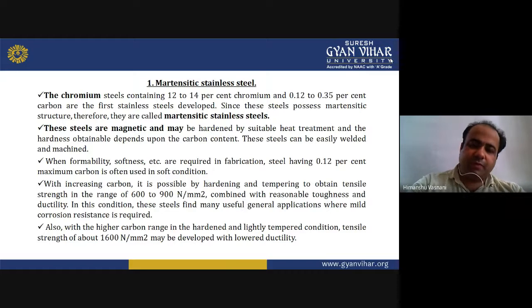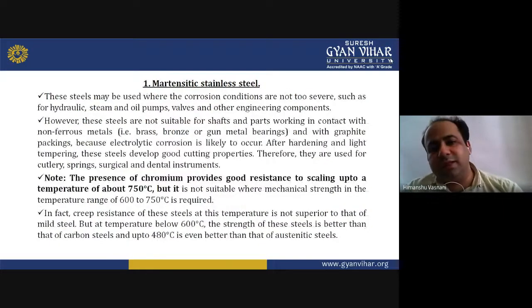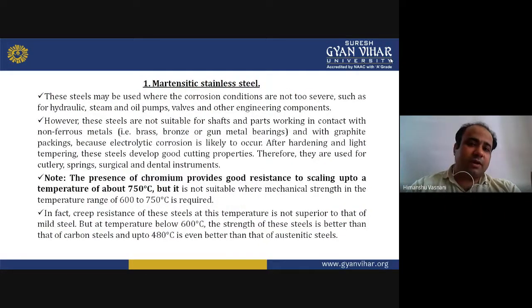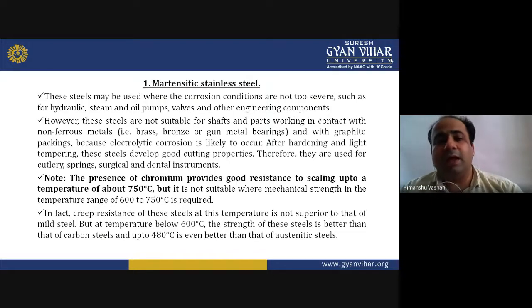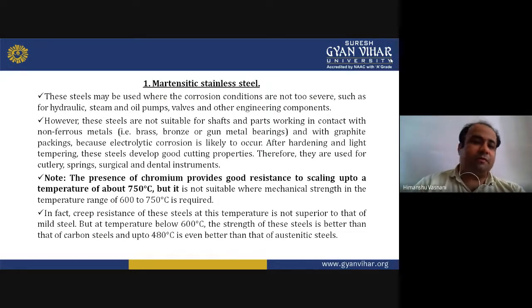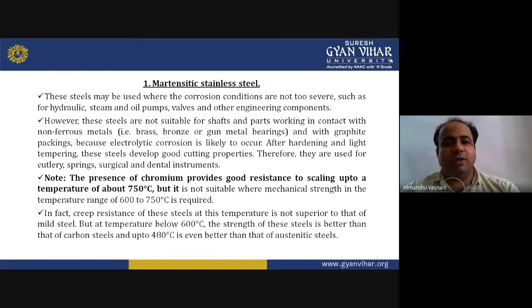These steels may be used where the corrosion conditions are not too severe, such as for hydraulics, steam and oil pumps, valves and other engineering components. However, these steels are not suitable for shafts and parts working in contact with non-ferrous metals, that is, bars, brass and bronze, gunmetal bearings, and with graphite packings, because electrolytic corrosion is likely to occur.